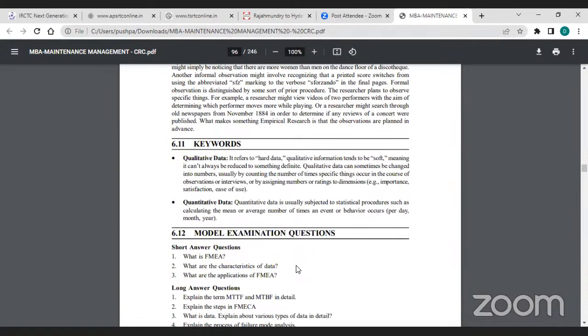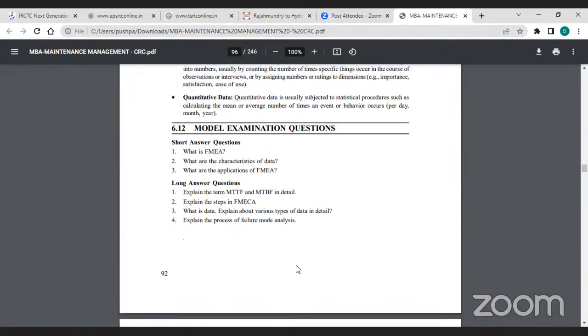Here, what are the important words you have to understand? What is quantitative data and what is qualitative data? Quantitative data is the numeric representation of the data. Qualitative data is not represented in numeric form, but in a softer form, which helps us interpret the data based on their opinions.